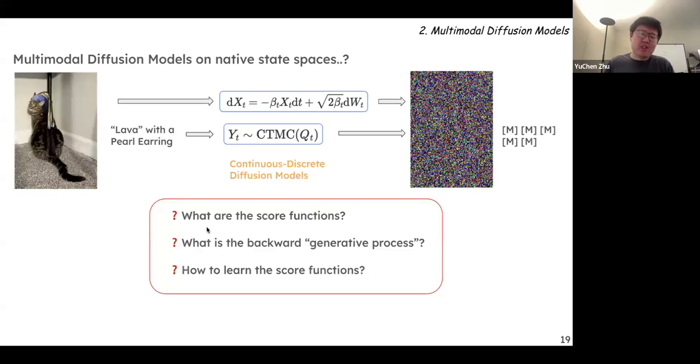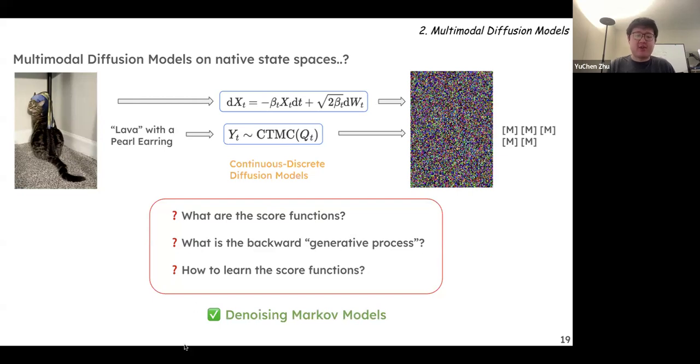So we want to learn this new type of diffusion model. But of course there are several important questions we want to address. We start with these three most important: what are the score functions you need to learn in order to perform generation, what does this backward process look like, and in fact how to learn these score functions. These are the tricky questions that we need to address in order to work natively with a multimodal diffusion model for a mixture of different modalities.